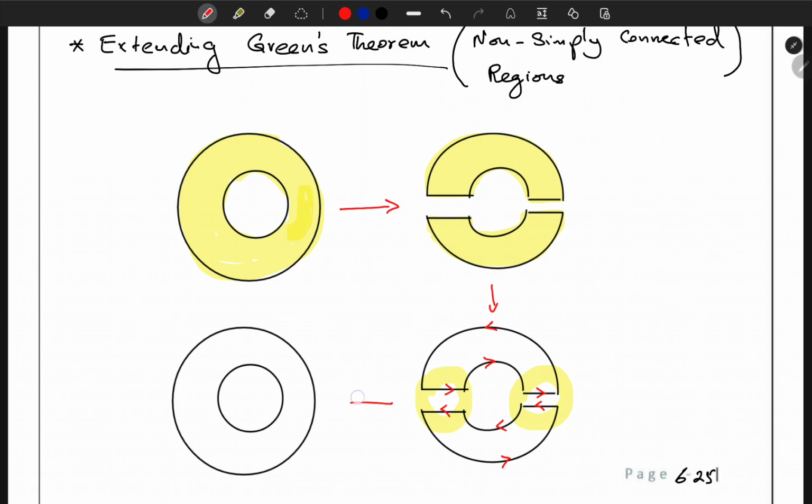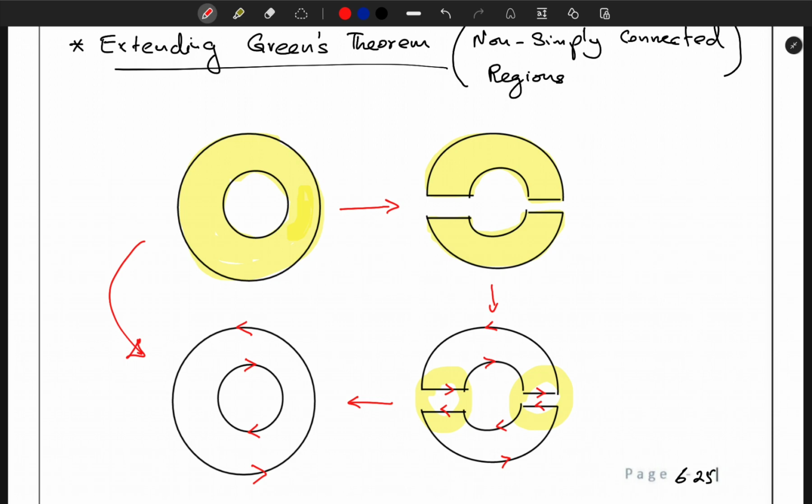So at the end, what we do is evaluate the line integral across the big circle in the counterclockwise direction and across the smaller circle in the opposite direction, or clockwise direction. So we can extend Green's theorem to non-simply connected regions by finding the integral over the big region, or the outer boundary, then subtracting the inner boundary.